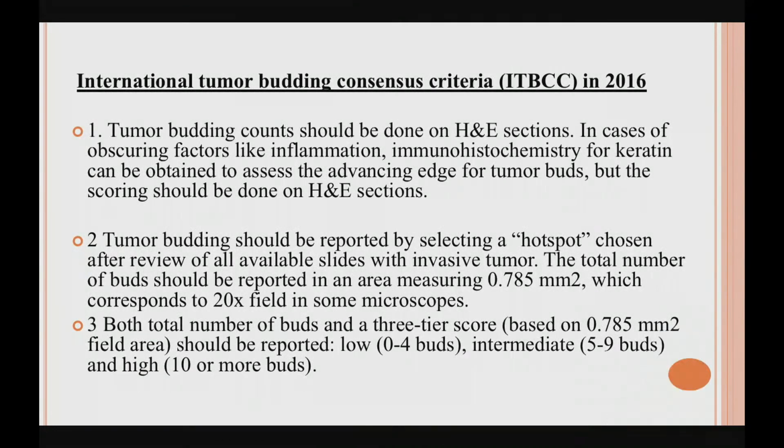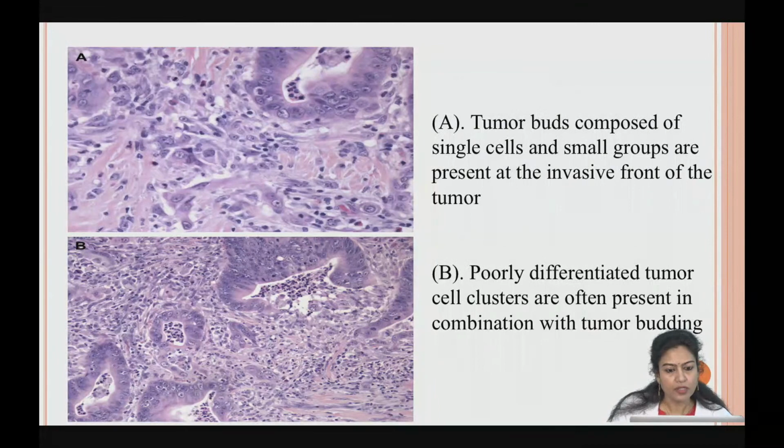The tumor budding should only be assessed on H&E sections, and in cases where you have obscuring factors like marked inflammation or necrosis, employ IHC for keratin to identify these tumor cells and count the buds per 20 high power fields. Then give a 3-tier score based on the number of buds, where a low score is 0 to 4 buds, intermediate is 5 to 9, and high is 10 or more buds. This is a tumor bud, an isolated tumor cell at the advancing front of the tumor, and this should not be confused with the poorly differentiated tumor cells which can be seen in association with the tumor buds.